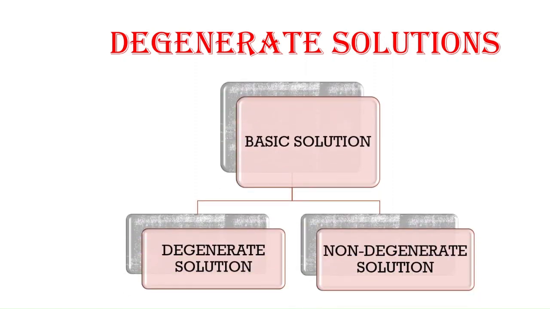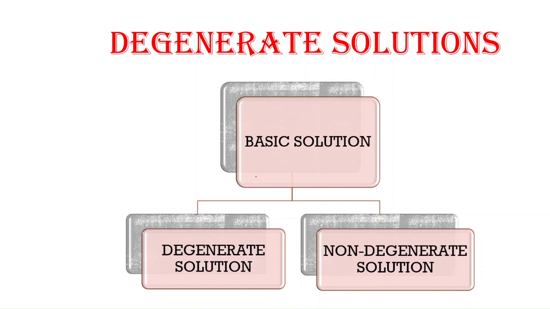In today's lecture, we'll be talking about the degenerate solutions in the linear programming problem. So we know that we have a basic solution. There are two kinds of basic solutions. The first one is the degenerate and the other one is the non-degenerate solution. So what is a degenerate solution and a non-degenerate solution?